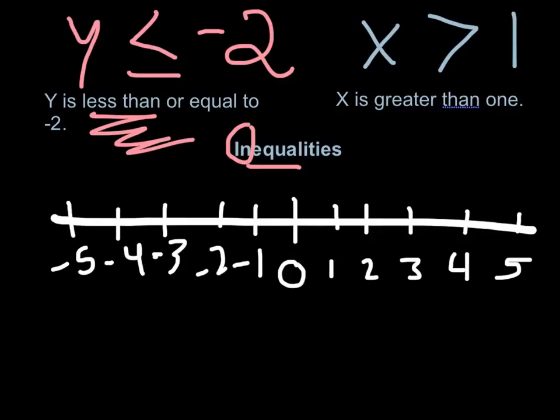With the second inequality, the one on the right in blue, we just know that x, whatever that is, is greater than 1. So it's not always about being equal. Sometimes it's greater than or less than, or it's less than or equal to, or greater than or equal to. I'm going to show you how to graph these inequalities on a number line.